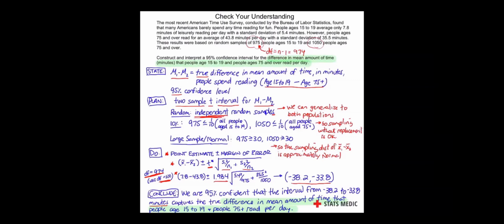Now, the last thing that I want to mention here is that there is a calculator function which will do a two-sample confidence interval for the difference of means, and it'll give you a slightly different interval. It would be negative 38.18 up to negative 33.82, and that's because the calculator is using this fancy formula for calculating the degrees of freedom, which was about 1101.